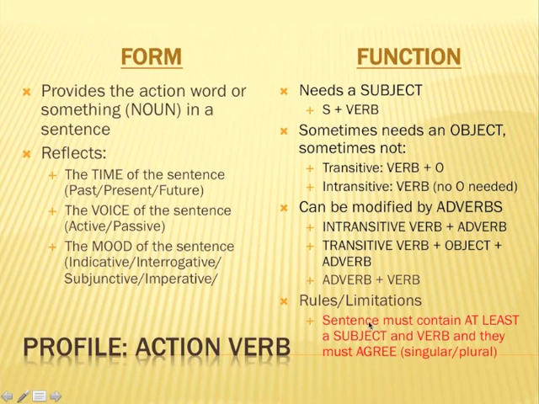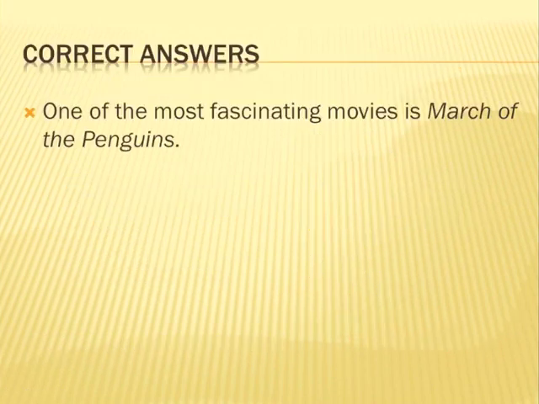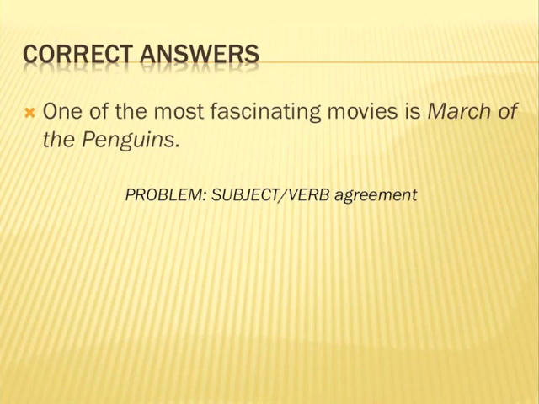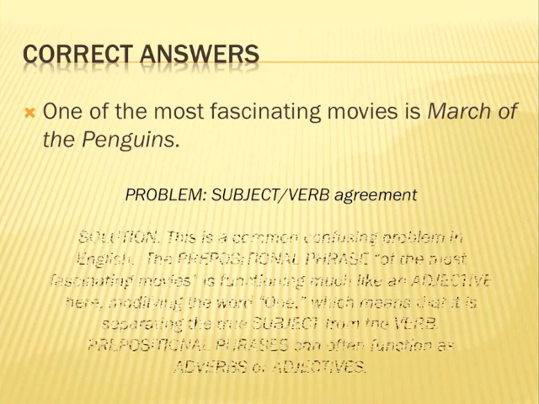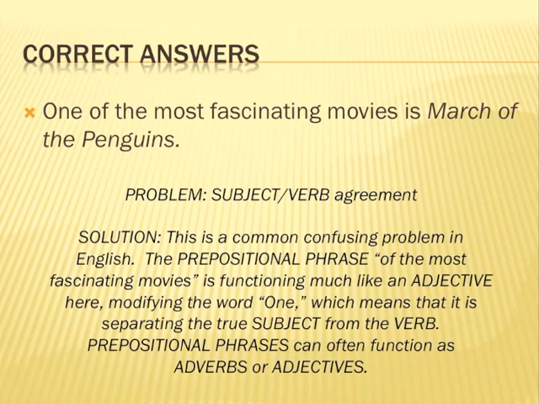As we said before, one of the rules and limitations with action verbs is that they contain at least a subject and verb in a sentence, and of course they have to agree in a singular or plural way. Again, this is one of the requirements that we discussed. Once again, we had a problem with subject-verb agreement. Now, this is a common confusing problem. So let's take a look and see why this is such a common issue.